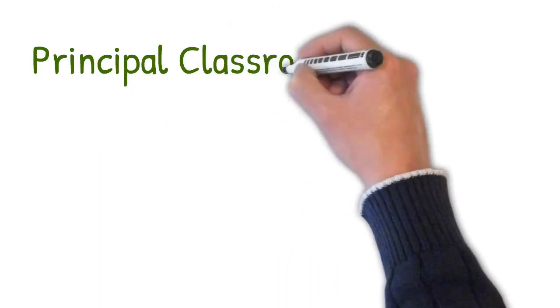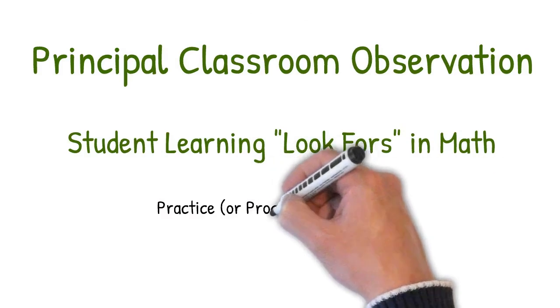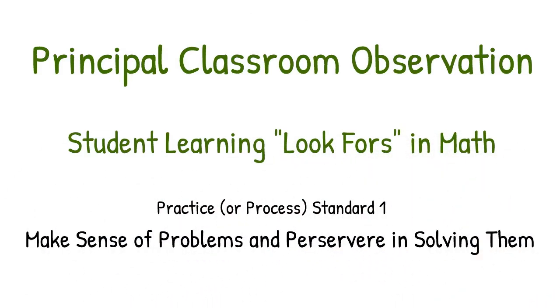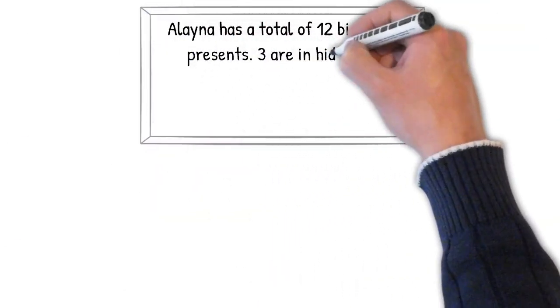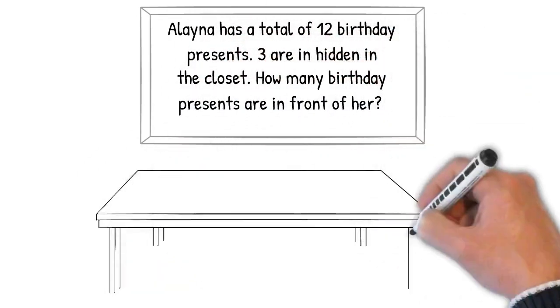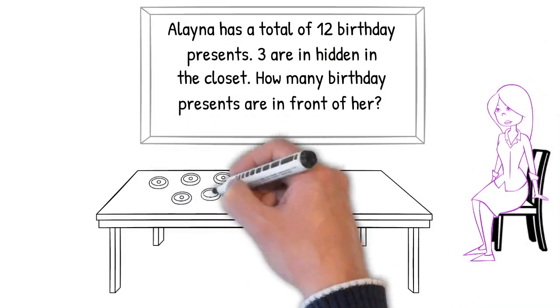In each of the whiteboarding sessions in this series, we'll provide principals with some useful classroom observation student behavior look-fors. Today's look-fors are around Standard for Mathematical Practice, or Process Standard Number 1, students' ability to make sense of problems and persevere in solving them.